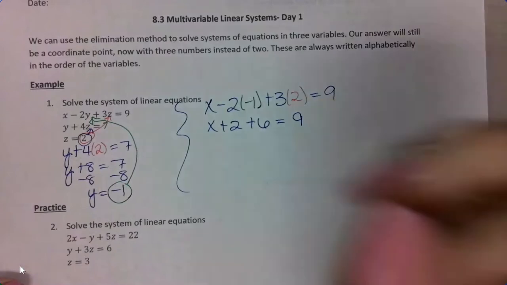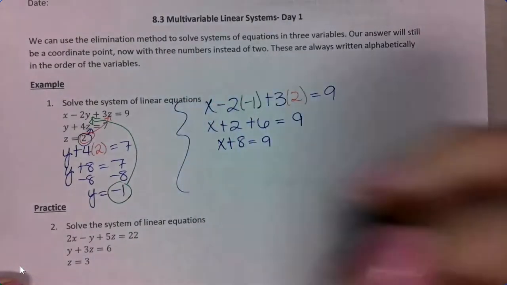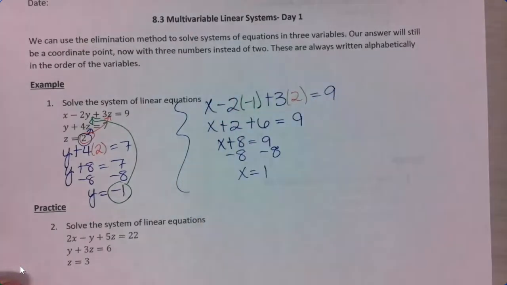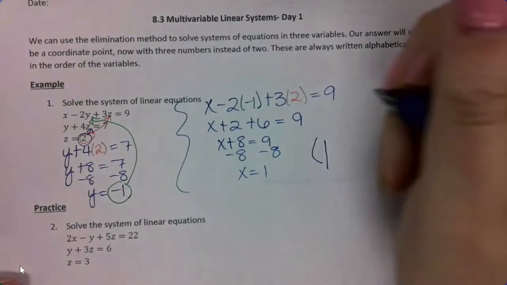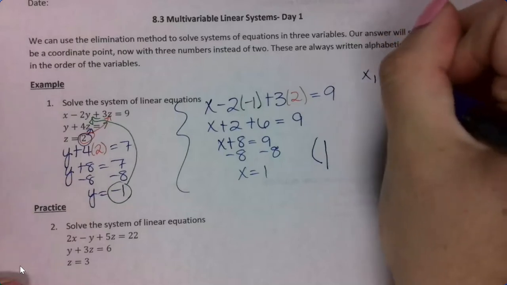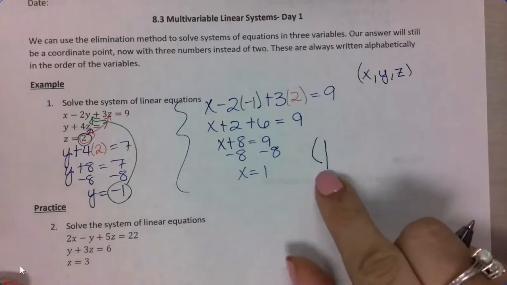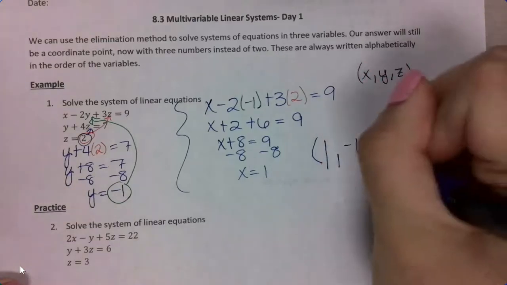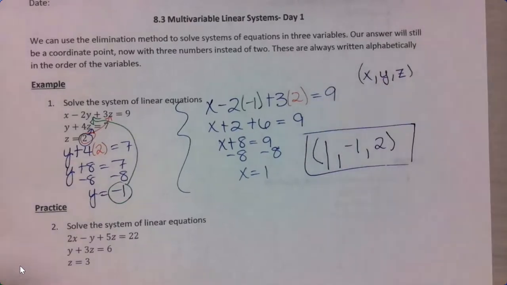I want to combine like terms. I get x plus 8 equals 9. I subtract 8 on both sides. I get x equals 1. Then I want to write this as a coordinate point. So I'm going to have, remember, it always goes alphabetically. So I'm going to be doing x, y, z. But that's a really ugly one. But x was 1. Then my y was -1. And my z was 2. So this is my final answer here.